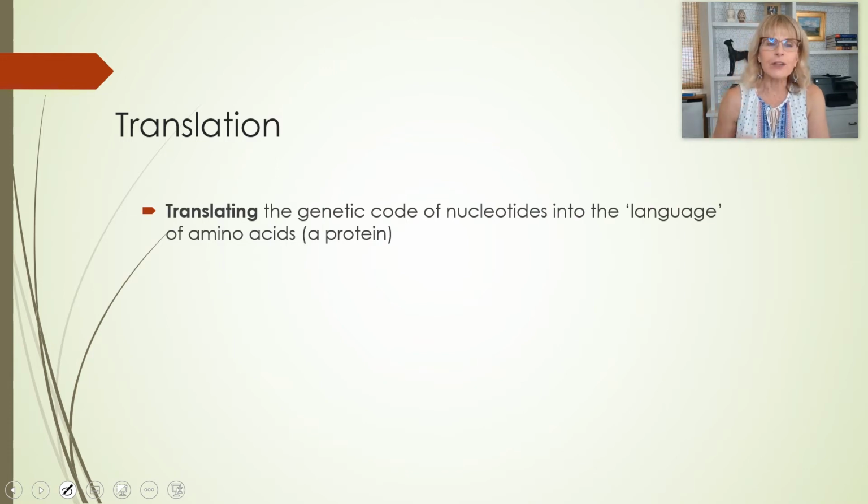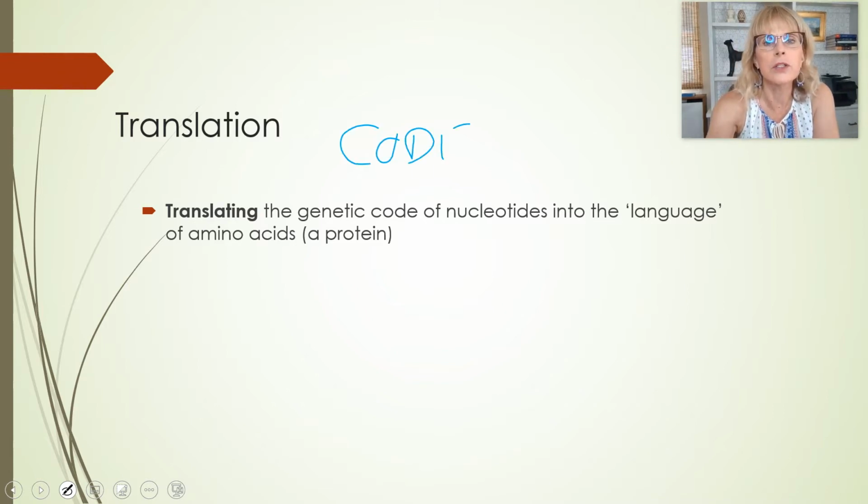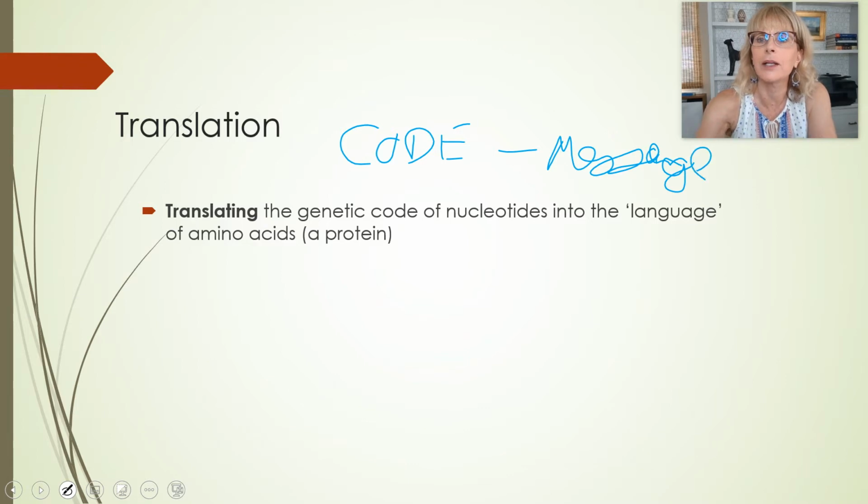Translation. Whenever you think of translation, you think, someone translates from one language to another, or someone can translate from code into what is the message, right? What's actually the message. And so I write the difference between translation and transcription, because translation is translating the code.